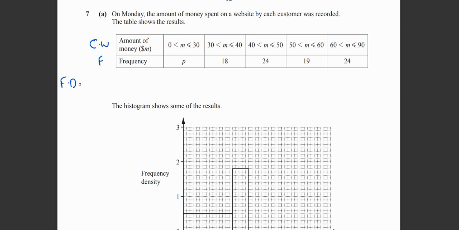Frequency density actually means frequency divided by class width. Alright, this is not the class width, sorry. We have to calculate the class width. So it's 30 minus 0, it's 30. Then the class width is 40 minus 30, it's 10. 50 minus 40, it's 10. 60 minus 50, it's 10. 90 minus 60, it's 30. Alright, that's how you guys get class width.